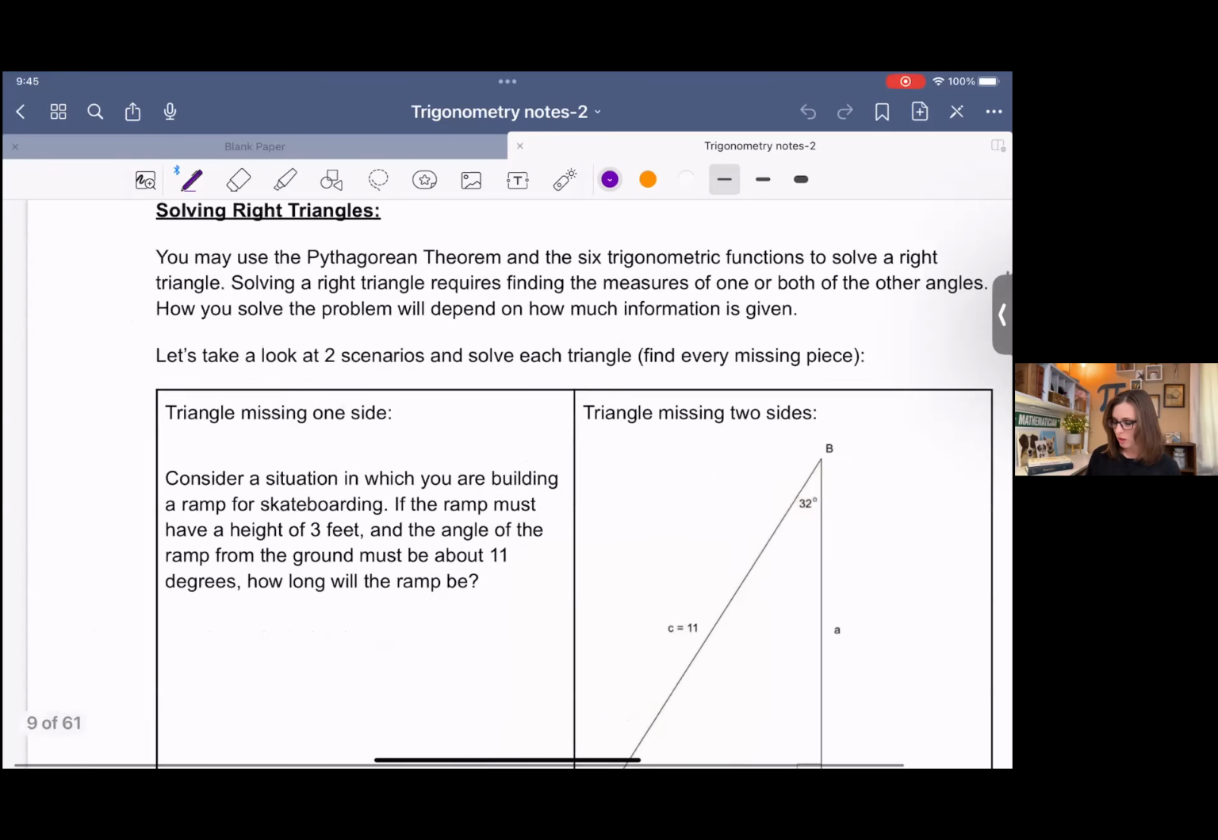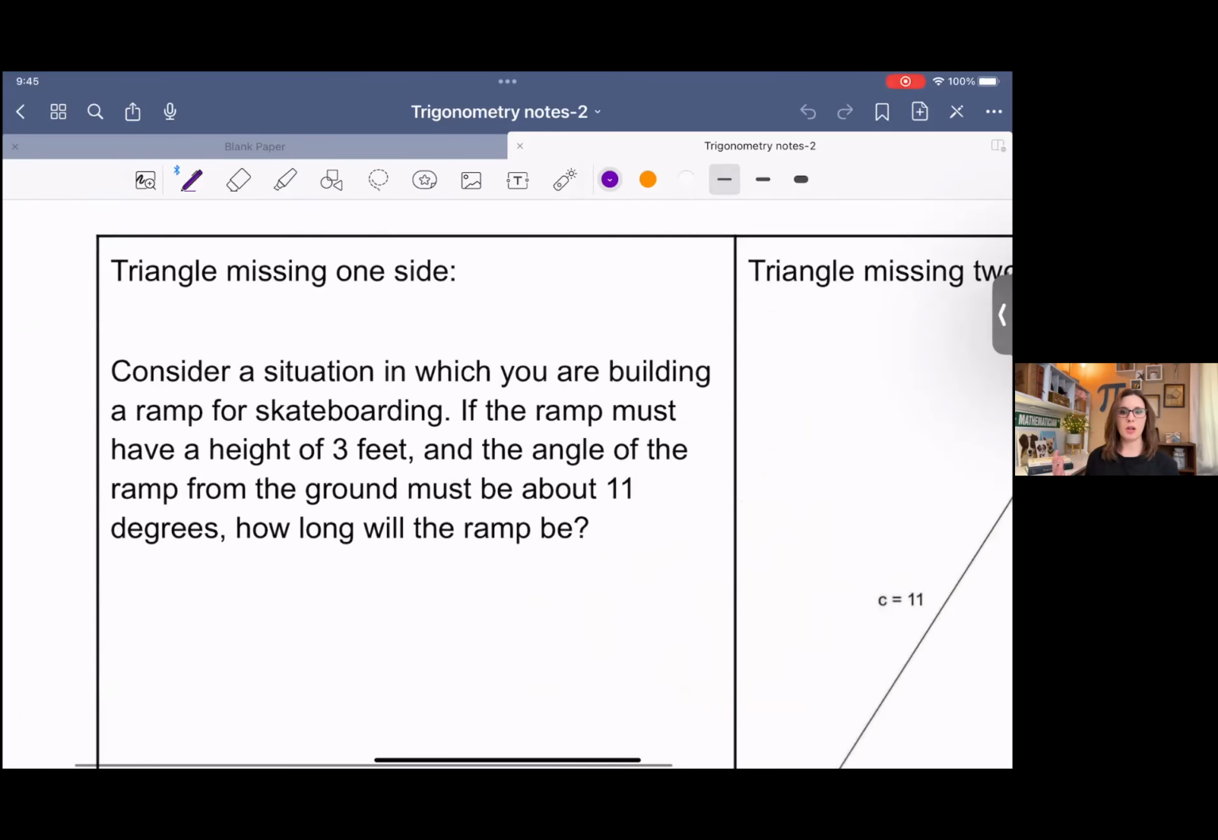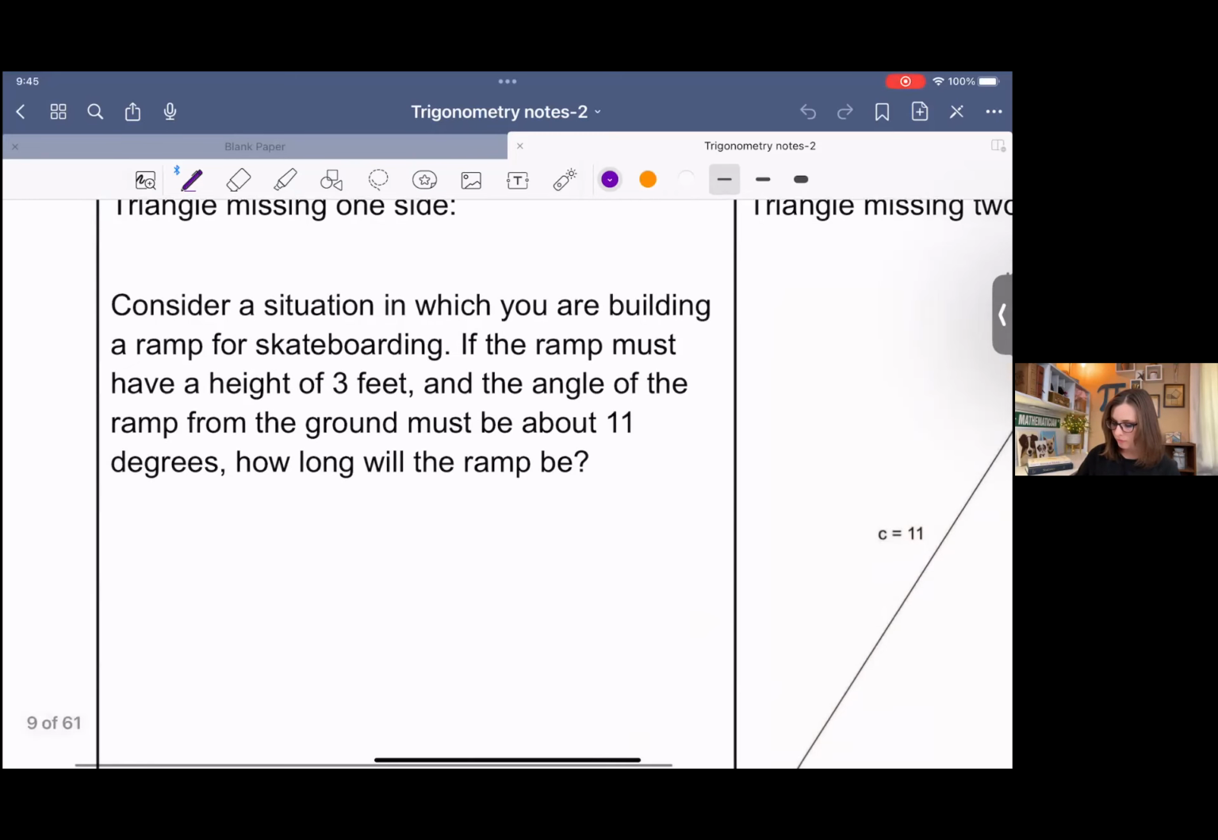So we had a scenario in a previous lesson where we were building a ramp for skateboarding and we were given some information. So let's draw this ramp out and use some of our new information to solve. So the ramp was 3 feet high. It was an 11-degree angle from the ground. And we want to know how long the ramp should be. So this is a right angle here, which means we can use our trig functions.